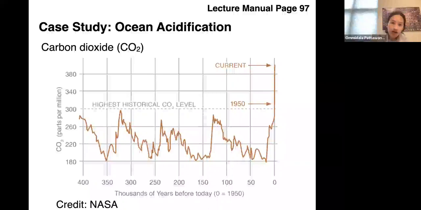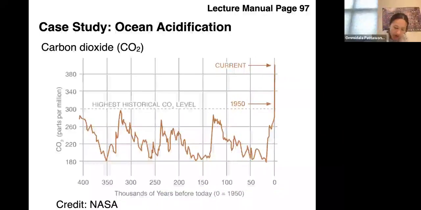Before we get into more detail on ocean acidification, I would like to show a graph of the amount of carbon dioxide throughout thousands of years before today. The x-axis represents thousands of years before today. 0 starts at 1950, which is the current year here, and this part is before that, before our time.